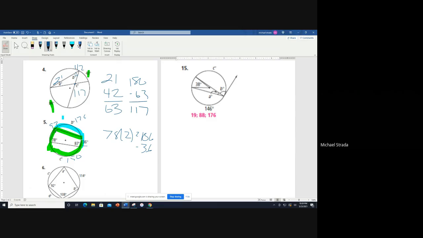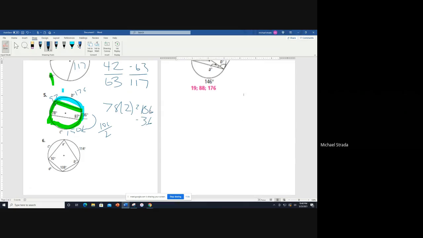And then A is half of, wait a minute. Yeah, that works. All right, so to get A, I add 150 and 36 because that's the arc. So that gives me 186. I divide it by 2, and that's why the A is the 93. Just checking my work.